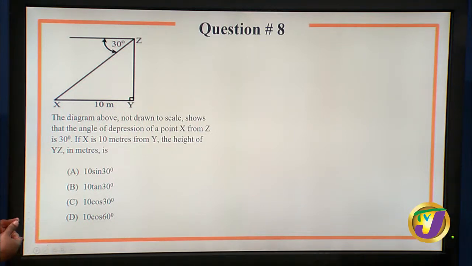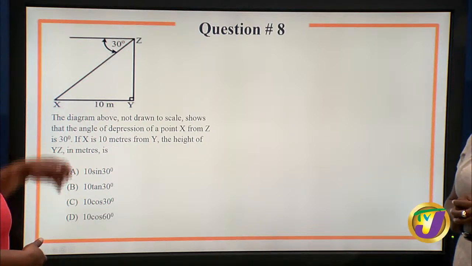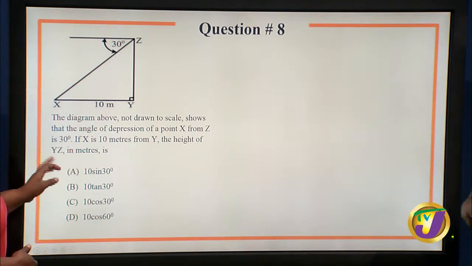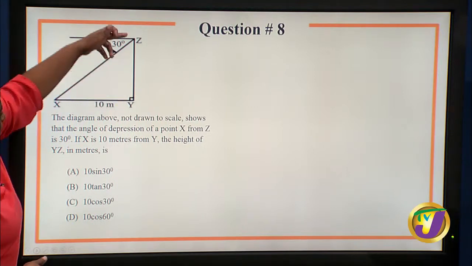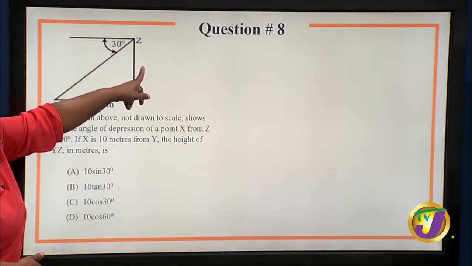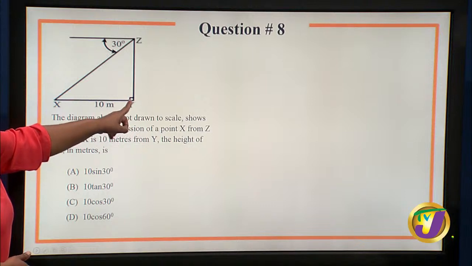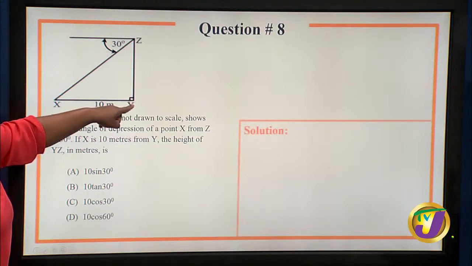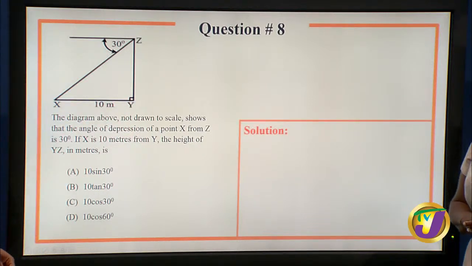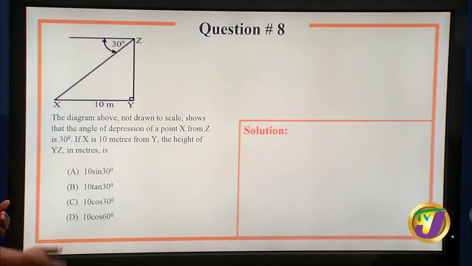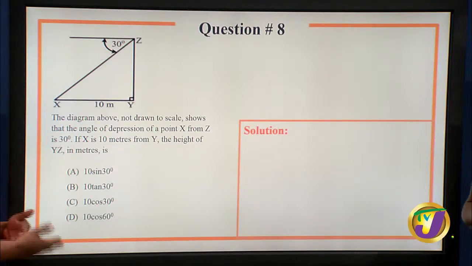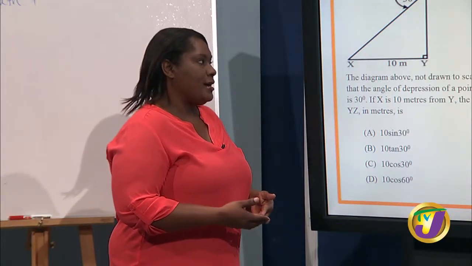Now, what is it that we are required to find? We are to find the height of YZ. So we need to find this side. There is also this symbol right here, which tells us that we are working with a right angle triangle. And we are already familiar with our trig ratios. So what we need to do is to insert what we know about right angle triangles.